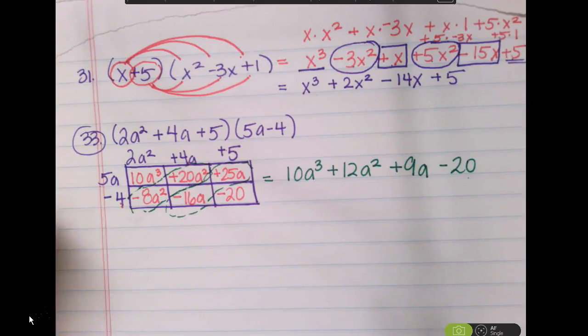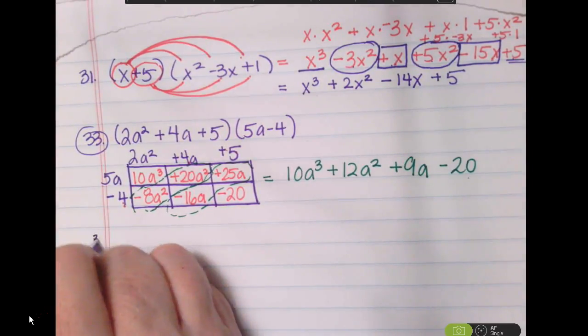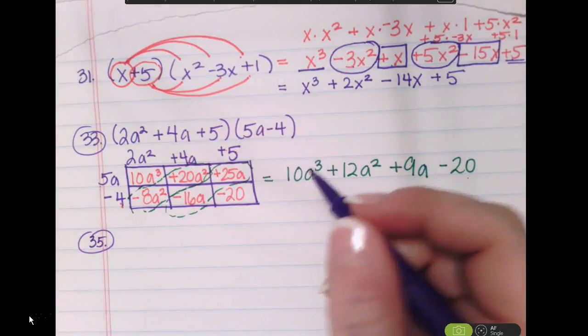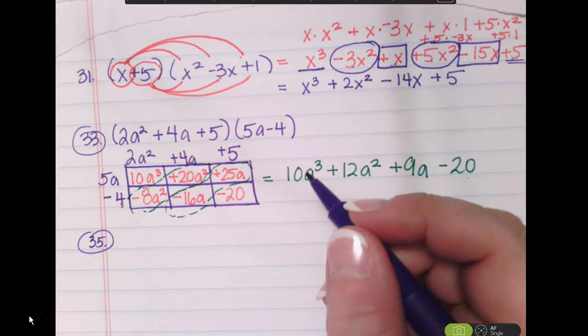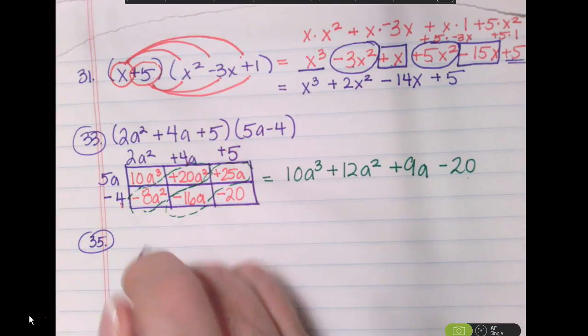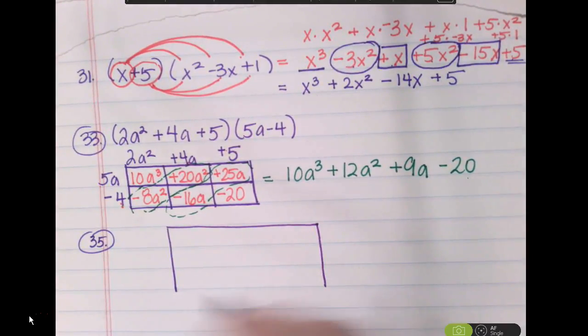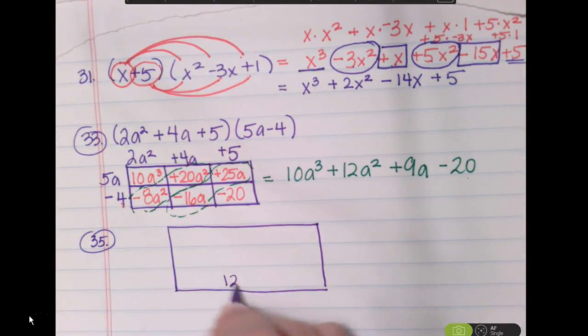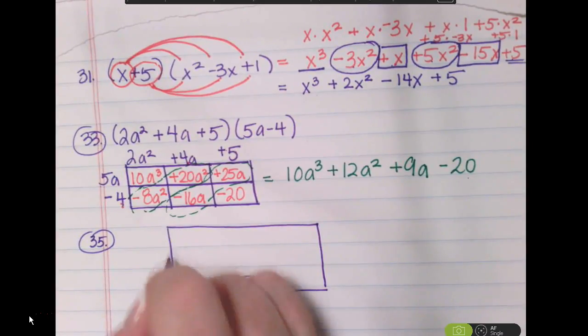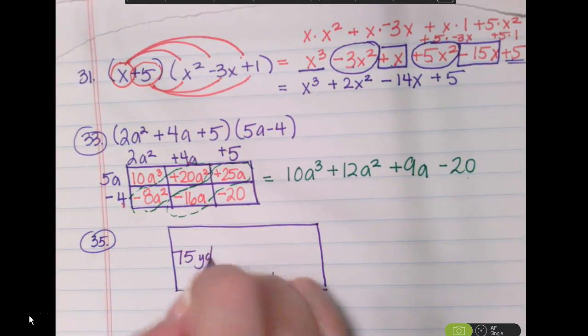Up to 41. So let's look at number 35. 35 is a word problem. So let me read it. A school's rectangular athletic fields currently have a length of 125 yards and a width of 75 yards. So let me go ahead and label this 125 and 75.